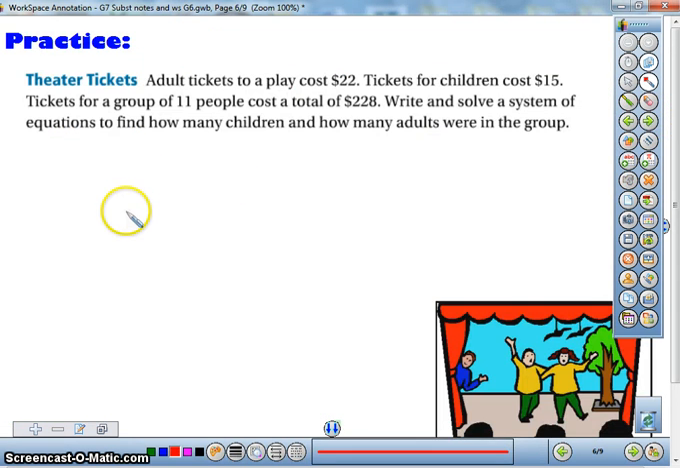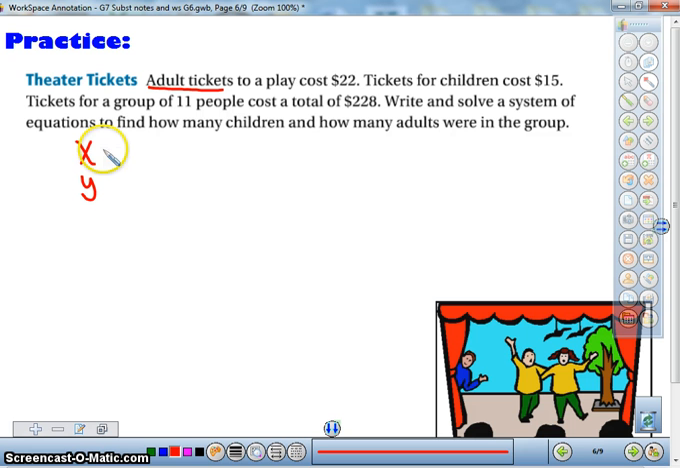Tons of story problems. Again, first thing we want to think about in this one is what does x equal and what does y? And the first thing they talk about is we have adult tickets to a play. So let's put x equals adult tickets.